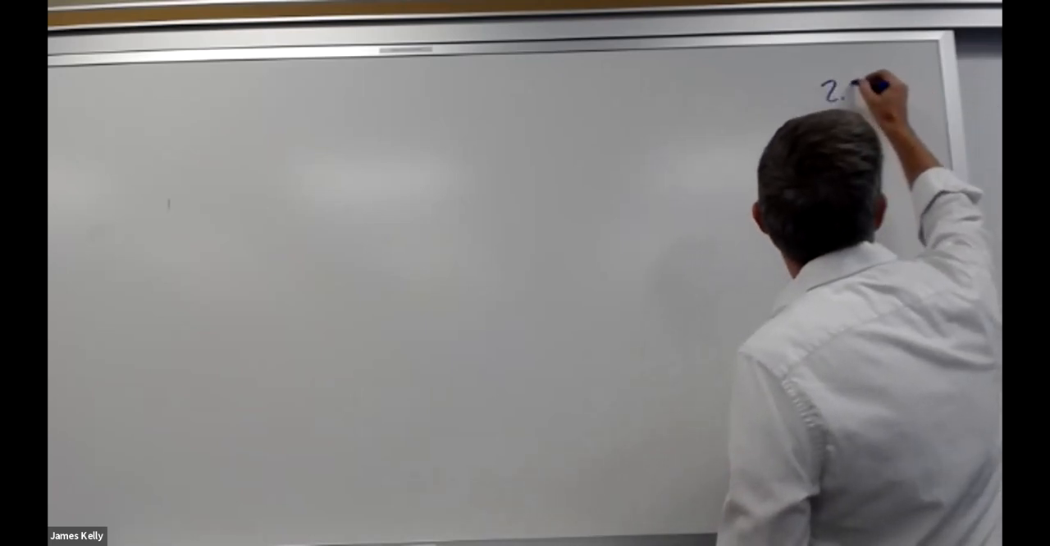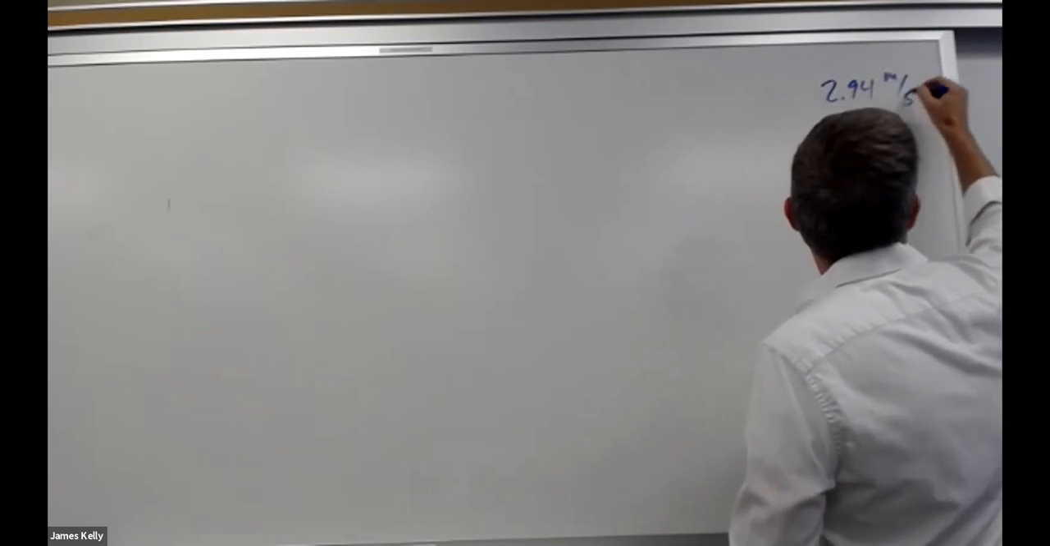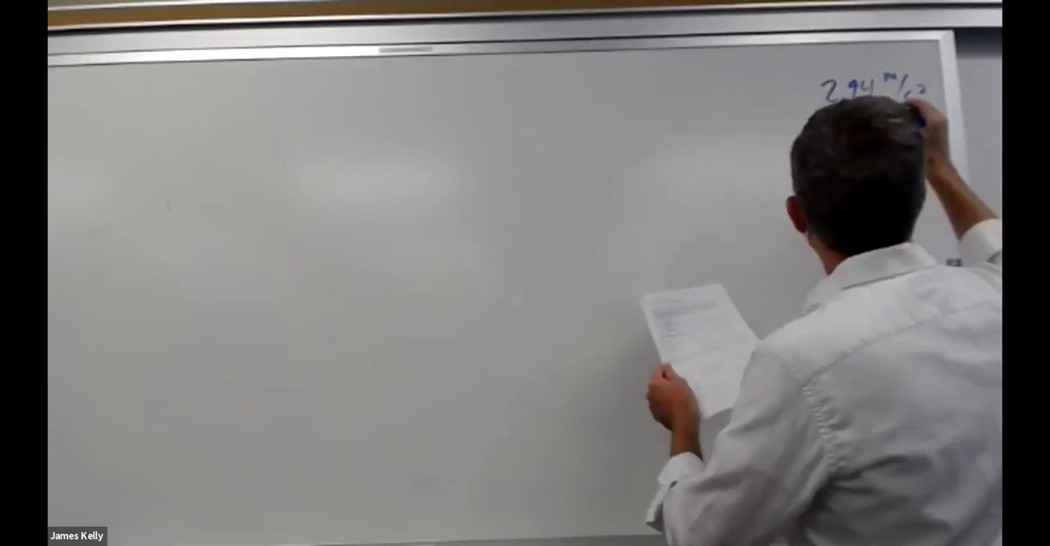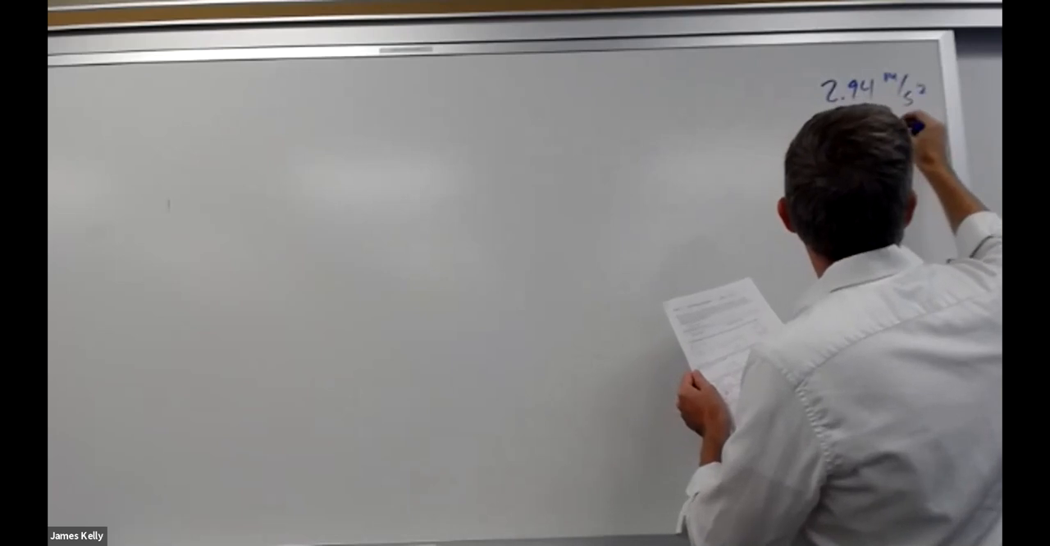Just for reference, I got 2.94 meters per second squared. And for part B, 1.53 meters.